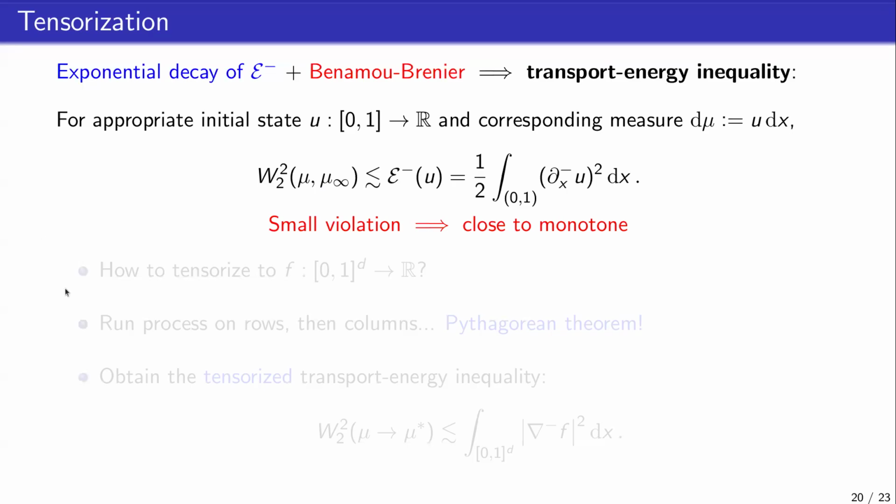And that's exactly what we show. We combine exponential decay with Benamou-Brenier, and we show this transport energy inequality, which says the following. If I take this function u and transform it into a measure mu by making u the density of the measure, then the Wasserstein distance from mu to that monotone equilibrium, the final version of the animation that I showed you, the monotone function, is going to be at most this energy functional, which is precisely these local violations integrated. So if the violations are small, then I'm close to monotone in Wasserstein space.